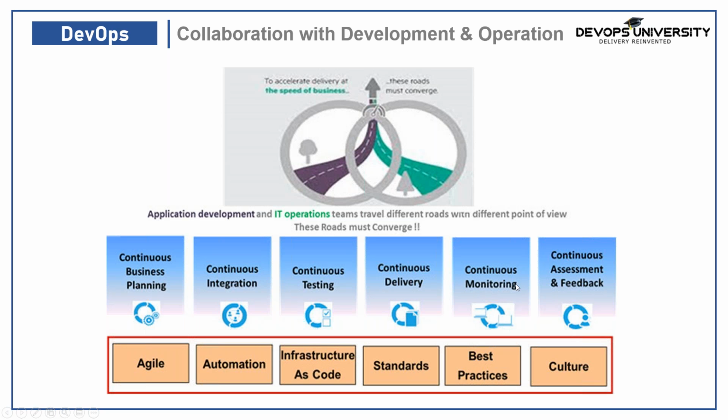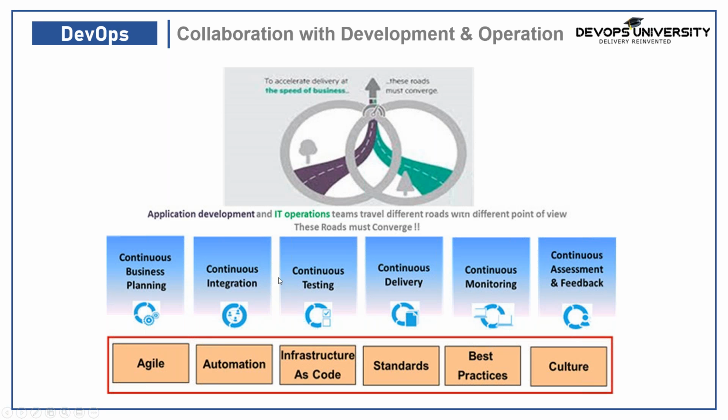And next comes continuous monitoring. Continuous monitoring is monitoring the application. How many users are accessing my website on a monthly basis? What products are people looking for? And how is my application working in production? Is there any lag? Is there any performance issue, or has my application stopped working? So everything is done in continuous monitoring.